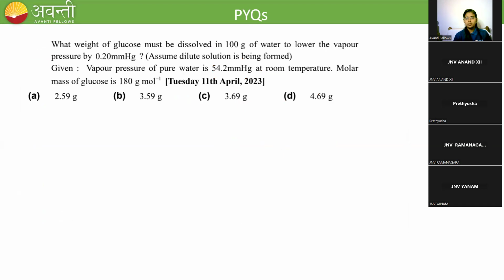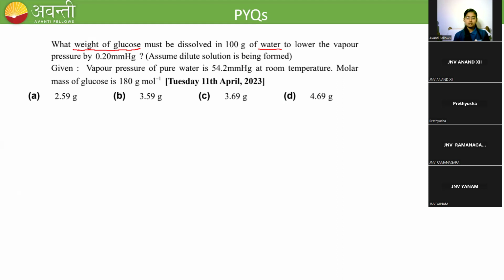So this is the J question. Here we have to find out the weight of glucose. What weight of glucose must be dissolved in 100 gram of water to lower the vapor pressure by 0.20 mm of mercury? Assume a dilute solution is being formed, and the given values are the vapor pressure of pure water at room temperature and the molar mass of glucose. So these two values are given. We have to find out the mass, that is the weight of the glucose. Glucose is the solute here and water is the solvent here.